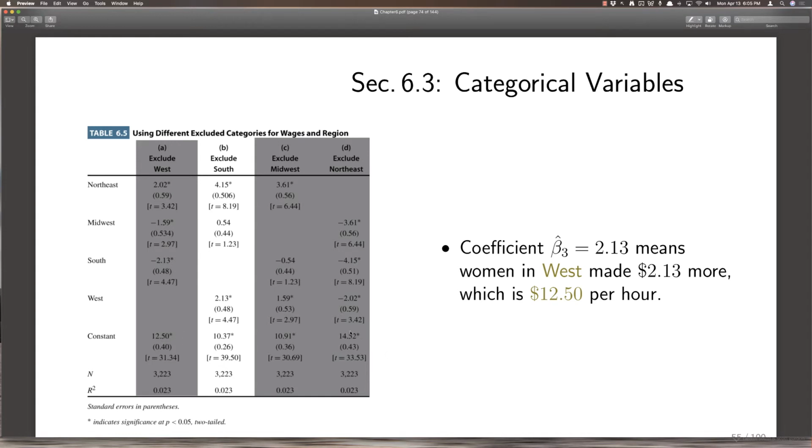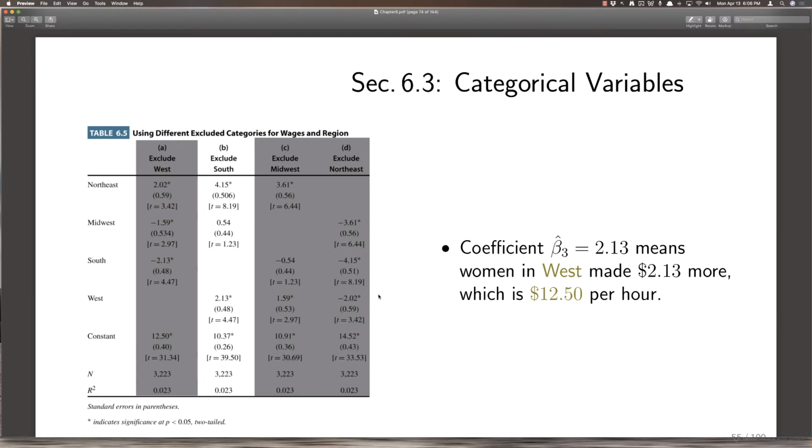Over here, I add 14.52. This would be the average wages for people in the Northeast. I add that to the value for West, which is a negative 0.20, and I still get 12.50. So I can always recover the average value for any group just by doing a little bit of math.